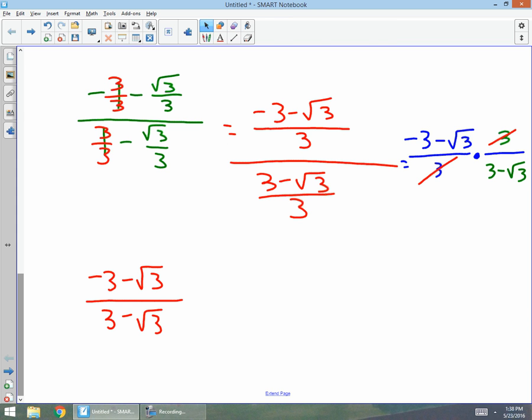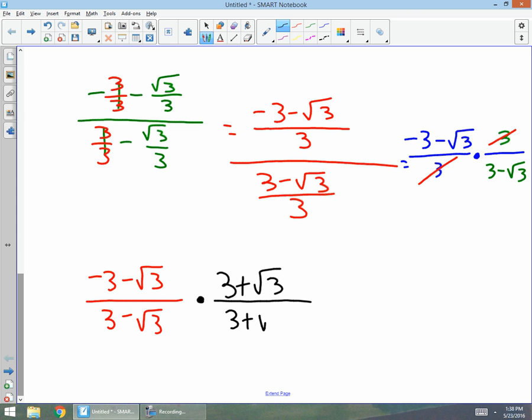So what we're going to do now is, to clear out that radical in the denominator, we're going to multiply by the conjugate. So we're going to rationalize the denominator, and how we do that, we just look at this sign right here, and we always do the opposite. So the conjugate, and it's a big fancy version of the number 1, is 3 plus the square root of 3 over 3 plus the square root of 3.